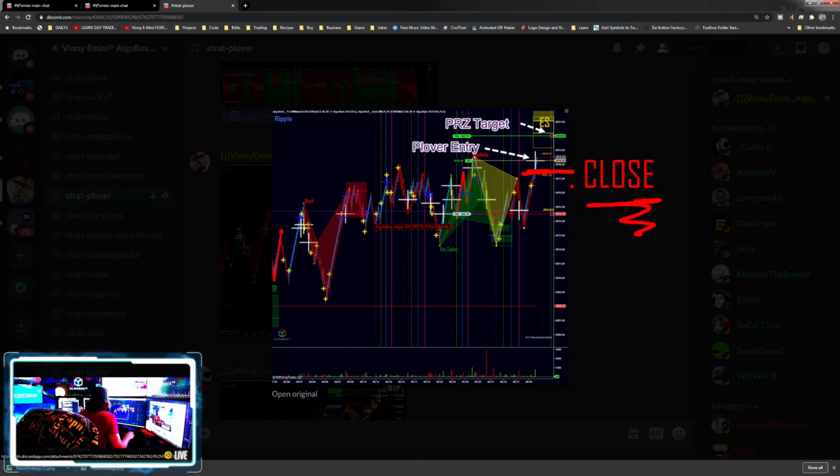So I'm closing out right there underneath that cross. If it doesn't work, just bail on it. I will show you some examples where it did not work. That's always important to know.